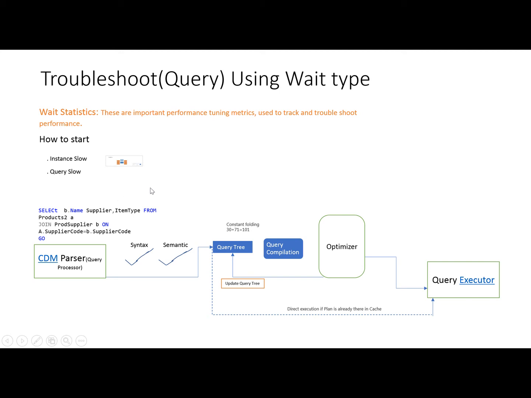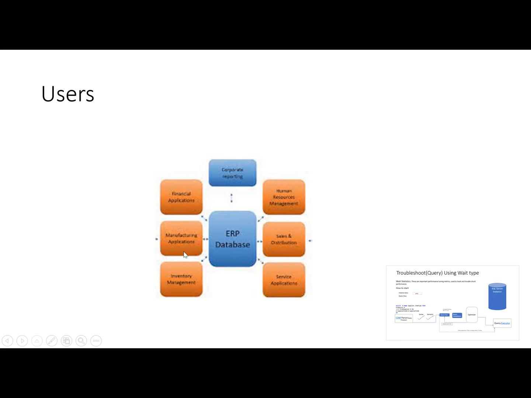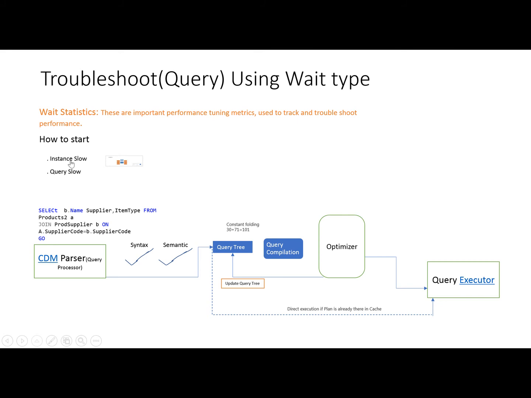query. Now, first, to troubleshoot using these waits, we have to define our scope. Our scope is at the instance level. For example, if we have an ERP and many users from different departments are using this ERP and are connected with the database, and now they start complaining about the slowness of the server, then the scope of the area will be the instance level. So we have to concentrate on the instance level and check the wait types at the instance level.